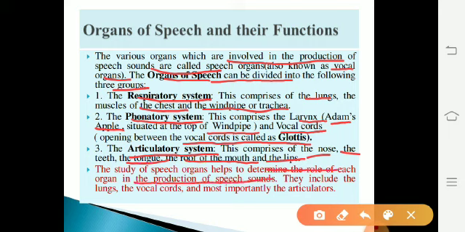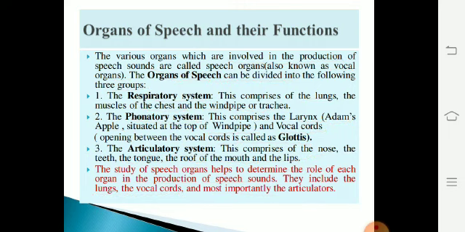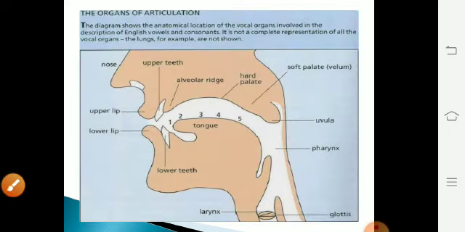The study of speech organs helps us to determine the role of each organ in the production of speech sounds. Why are we studying these organs of speech, these systems, the respiratory system, phonatory system, and articulatory system? Because these speech organs help to determine the role of each organ in the production of speech sounds. They include the lungs, the vocal cords, and most importantly, the articulators. This we are going to see by the diagram.